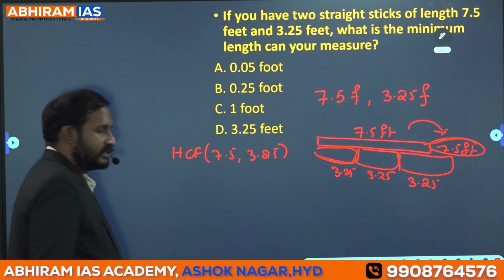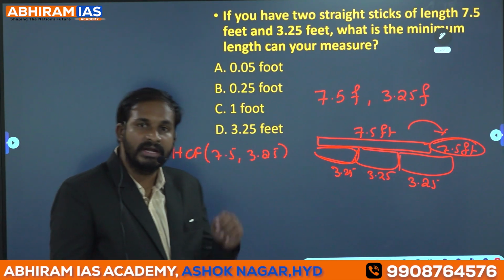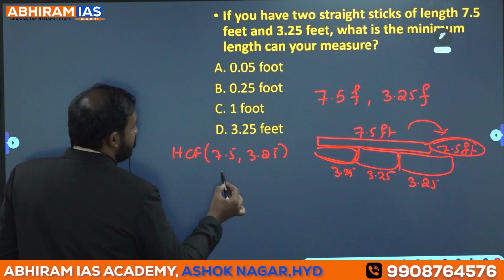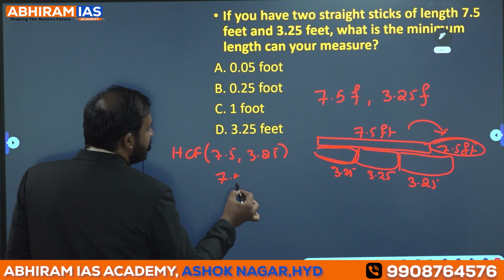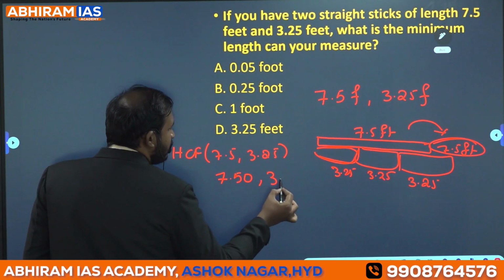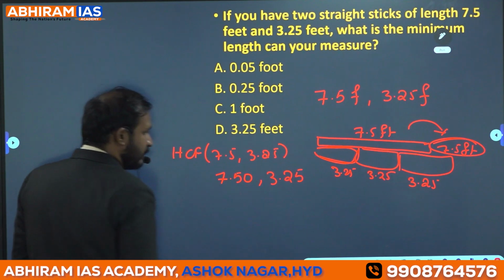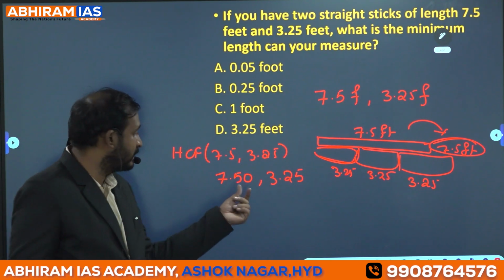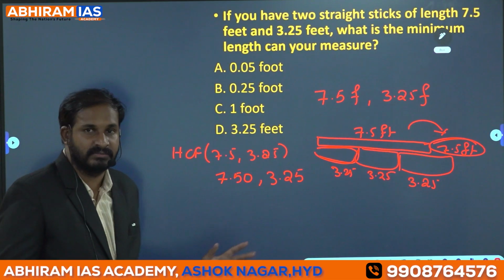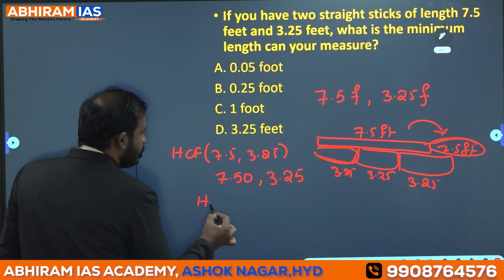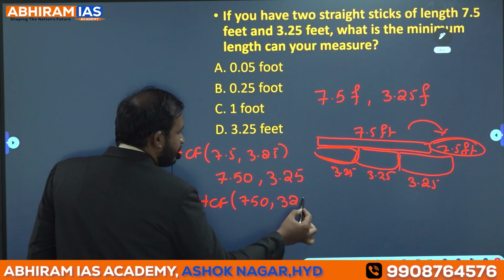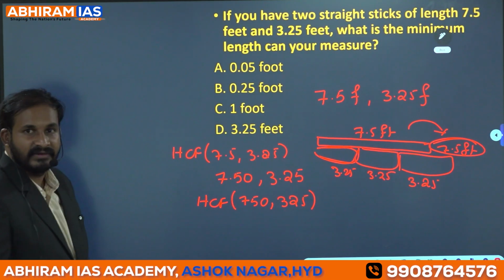3.25. 7.5 and 3.25. Already I told you how to find it for decimals. First of all, equalize the decimal places. So 7.5 I will write intentionally as 7.50 and 3.25 as 3.25 only. Now I will ignore the decimal points. After equalizing the decimal places, now ignore the decimal points. That means now you need to find the HCF of 750 and 325.